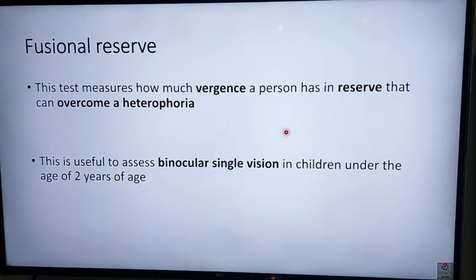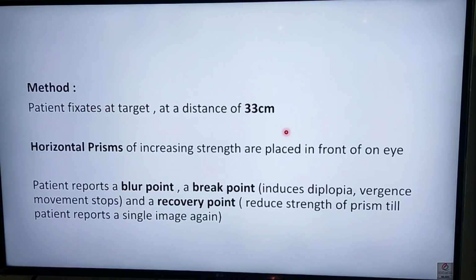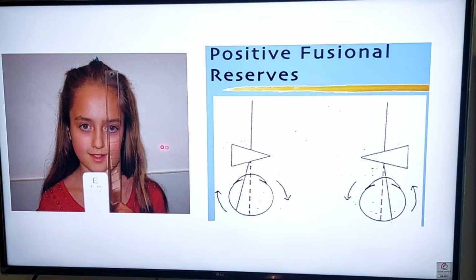So fusional reserve is used to check how much vergence a person has in reserve in order to overcome hypertropia. So we give an example to this. We'll ask the patient to fixate at a target placed at 33 centimeter distance. So for example, if the patient is looking at this target, which is the letter E, you have to use horizontal prisms, which means either base in or base out prisms. So if you're checking convergence, which prism would you use? Base in or base out?